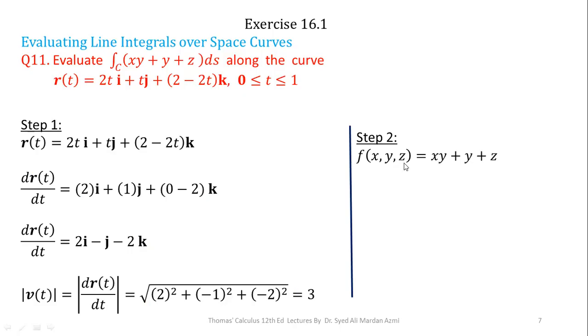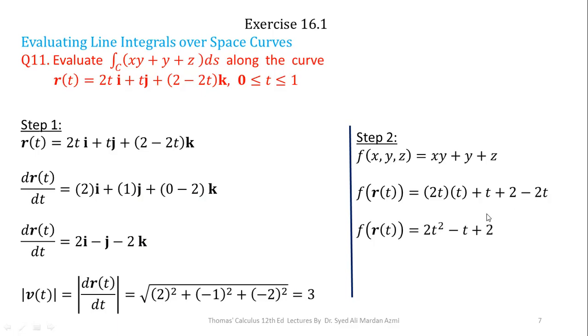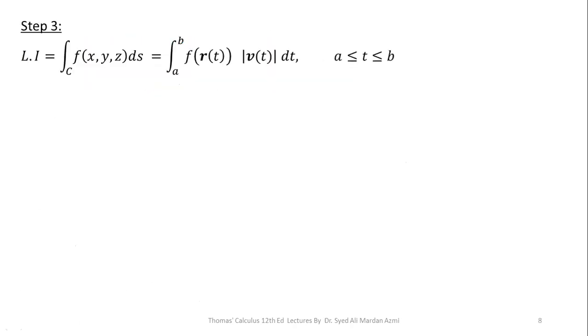In step number 2, we will convert our function in the form of t by using r of t. In r of t, the coefficient of i is 2t, so the value of x is 2t. The coefficient of j is t, so the value of y is t. So I have replaced x with 2t and y with t. The coefficient of k in r of t is 2 minus 2t, so the value of z is 2 minus 2t. After substituting these values, we make the simplification and get 2t squared minus t plus 2. And this completes step number 2.